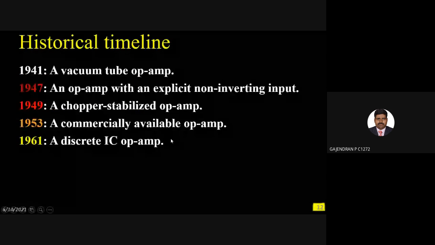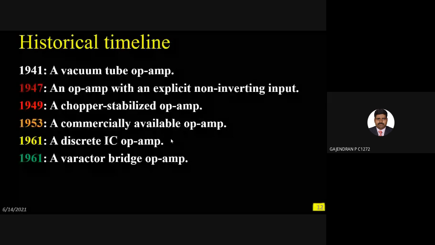Then the varactor bridge kind of op-amp in 1961. That is also another invention. Varactor bridges are nothing but DC amplifiers. You can use it as a DC amplifier. Can you tell me about the single stage CE amplifier that we have seen? Was it an AC amplifier or a DC amplifier?